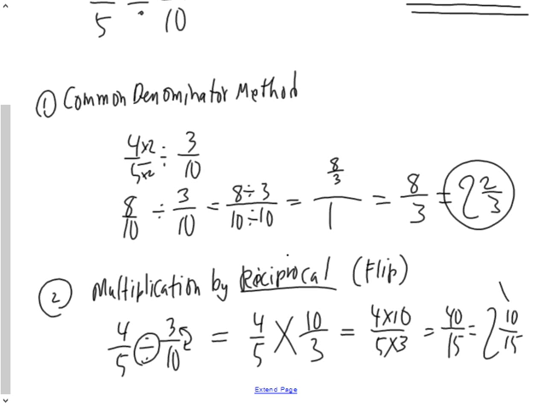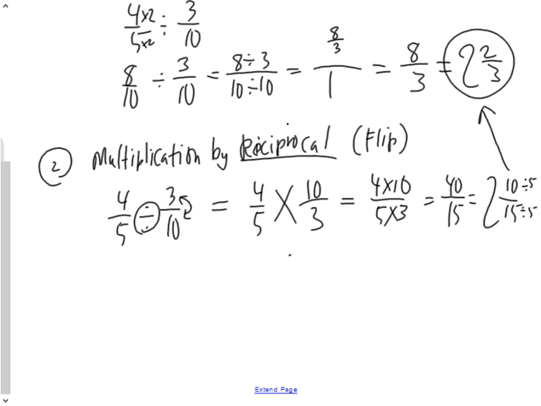10/15ths is not lowest terms, but when I reduce it to lowest terms by dividing both by 5, I end up with 2 and 2/3. So it worked. I got the same answer. But instead of finding a common denominator, I simply multiplied by the reciprocal. And these two methods will work for any division of fractions question you can encounter. Okay? So let's see if we can try a different question, see if this works.